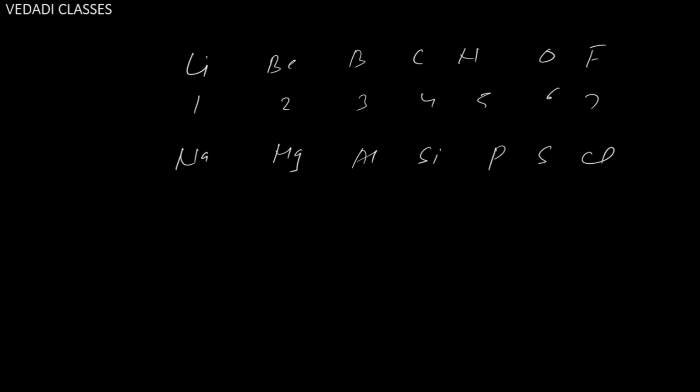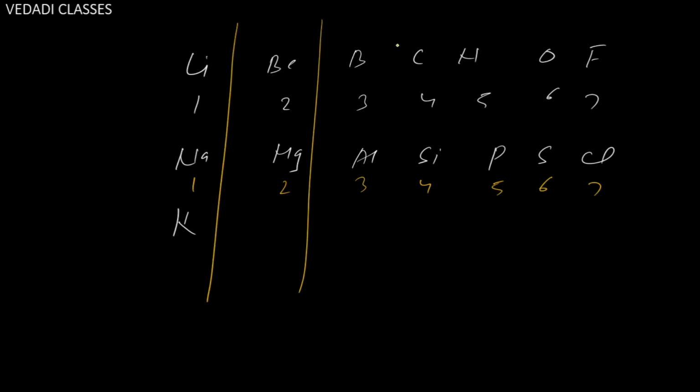Again, I told you, inert gases had not been discovered at that time. So the eighth one will again be potassium. In a similar way, then calcium, like this. If you start from here, 1, 2, 3, 4, 5, 6, 7, then this is the eighth one. Now when you classify these, they will come in one group.